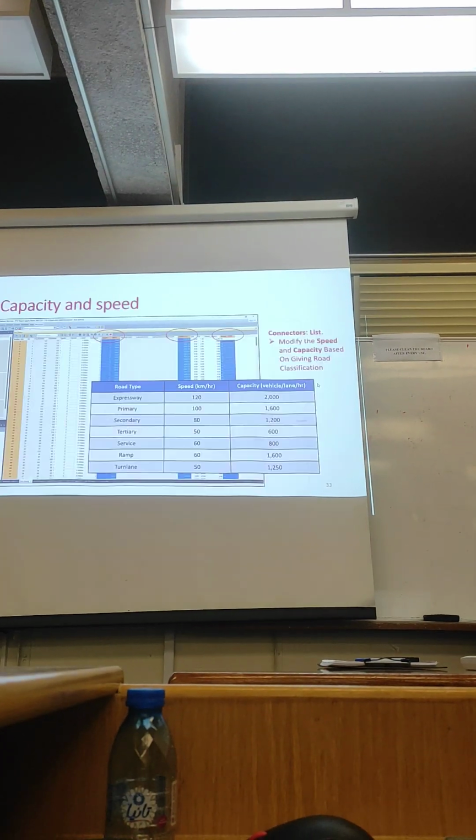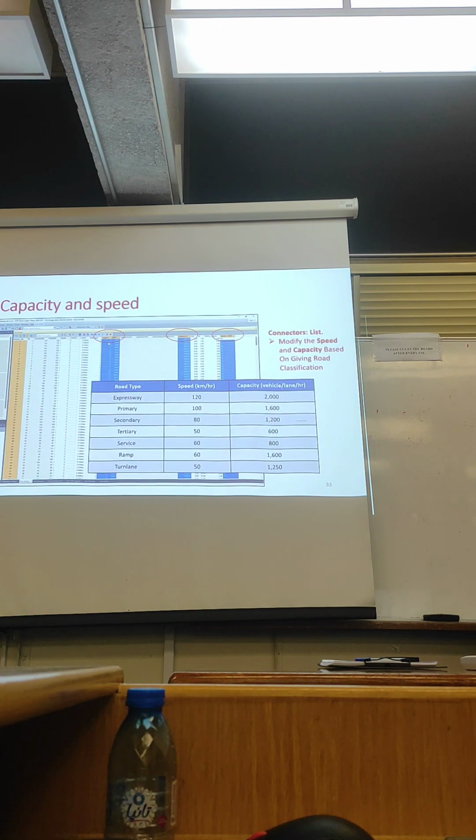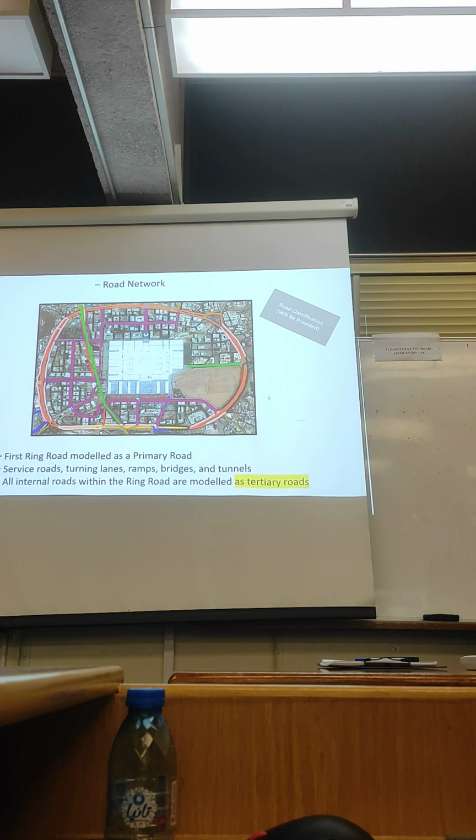So now we have to do capacity and speed. Just click here, link, list, and then links. Then you will get this window: capacity of the road, and the speed, and the road type. So this table is already in the presentation that we have: expressway, primary, secondary, with all this information, speed and the capacity. And I just copied this from the Medina presentation.